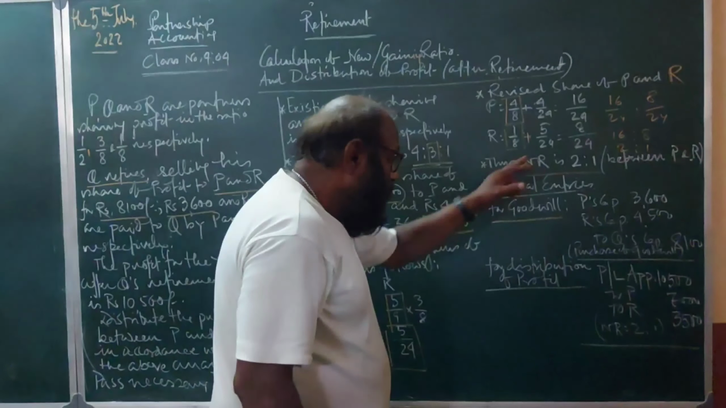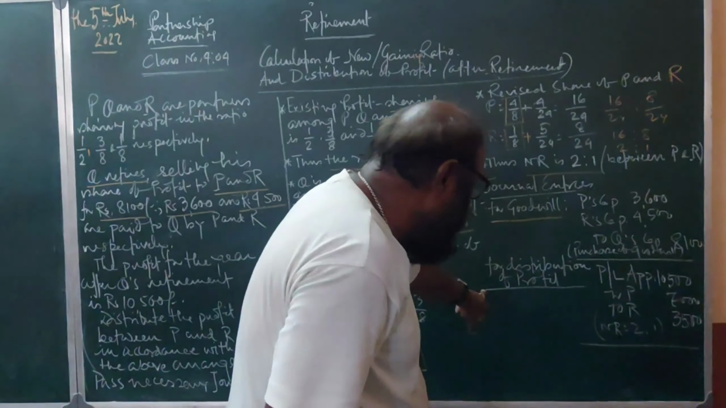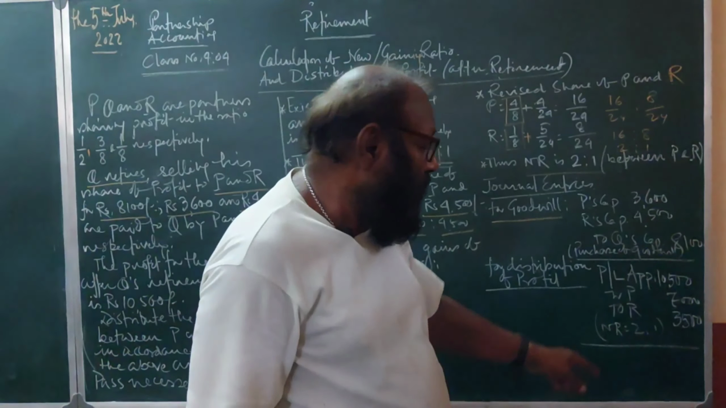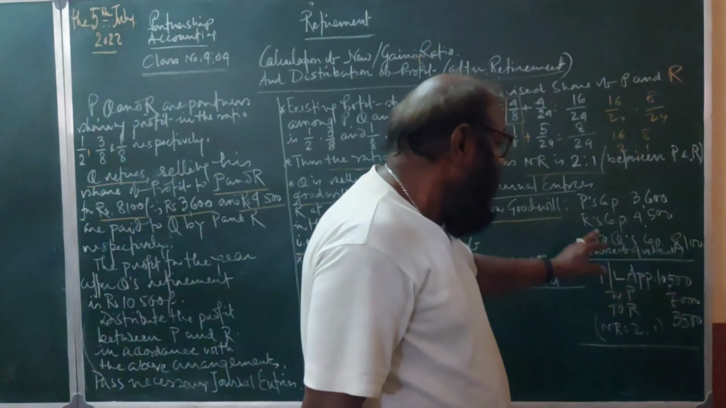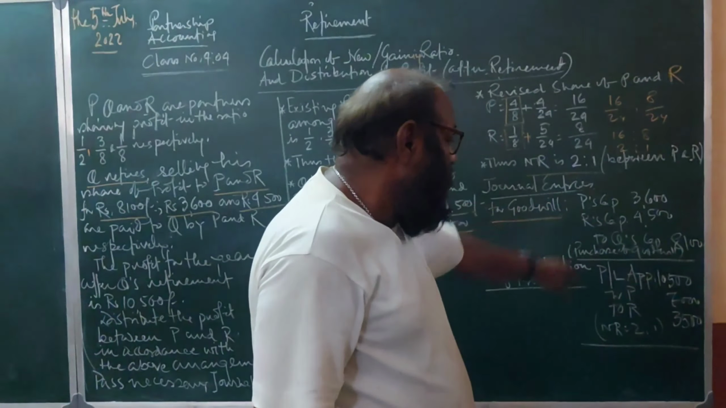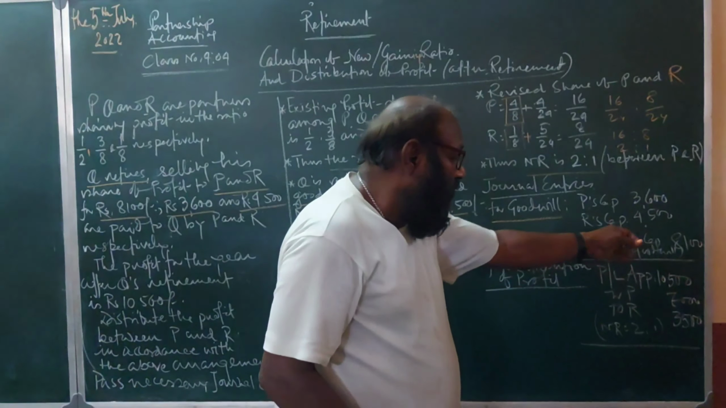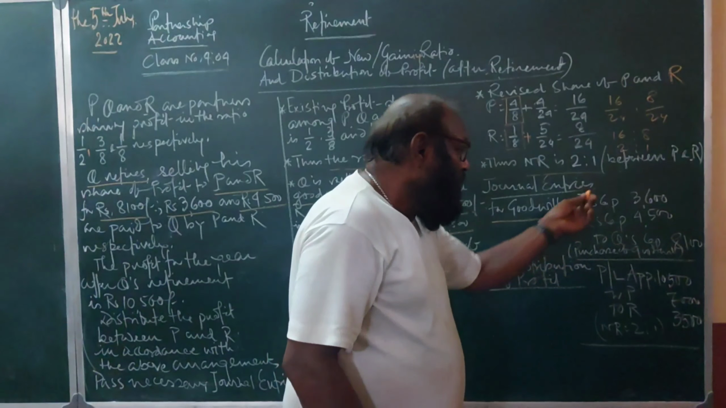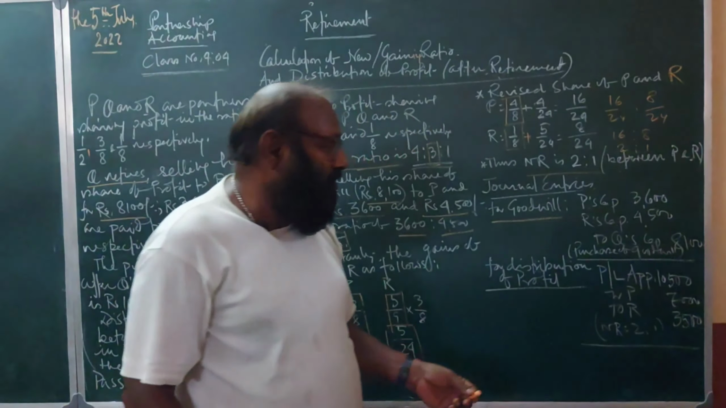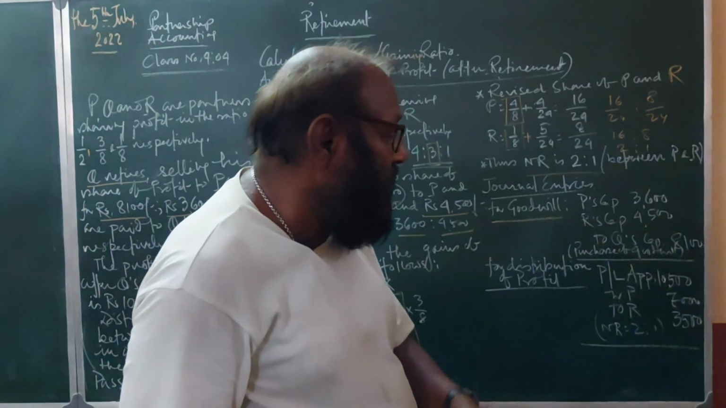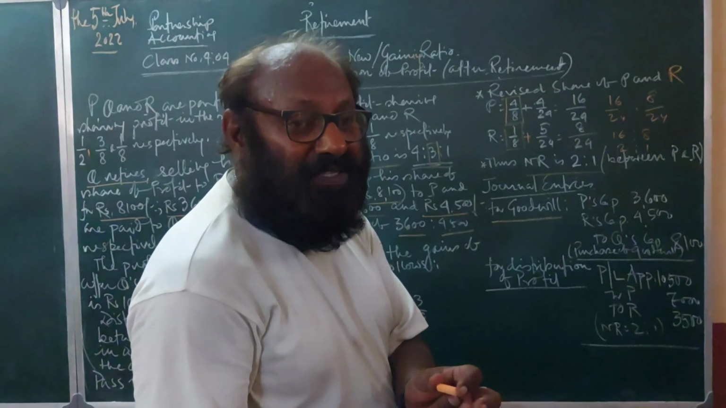Now, the journal entry for distribution of profit: profit and loss appropriation account debit to P and R in the ratio of 2:1. And as I have already told you, the goodwill is purchased by P and R from Q at this amount of 8,100. P's capital is debited 3,600 and R's 4,500, and Q's capital is credited 8,100.